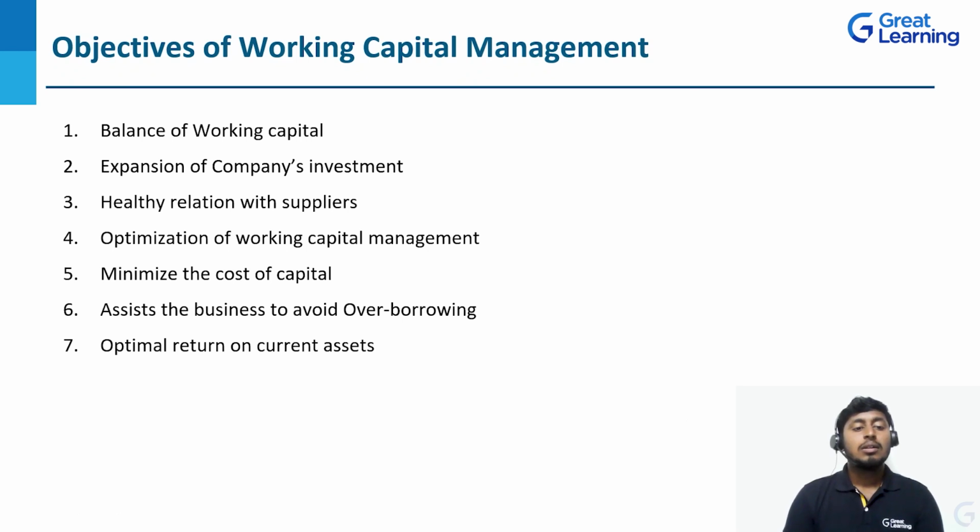Next, the third point, healthy relation with suppliers. What do you mean by this healthy relation? Healthy relation is nothing but having a good relationship or good rapport with the suppliers. For example, if the company is going to purchase goods on a credit basis, the supplier is going to allow at least a minimum of 15 to 30 days of credit repayment period.